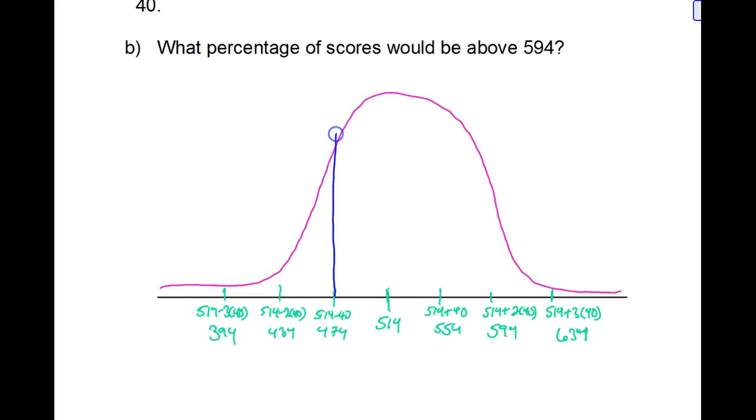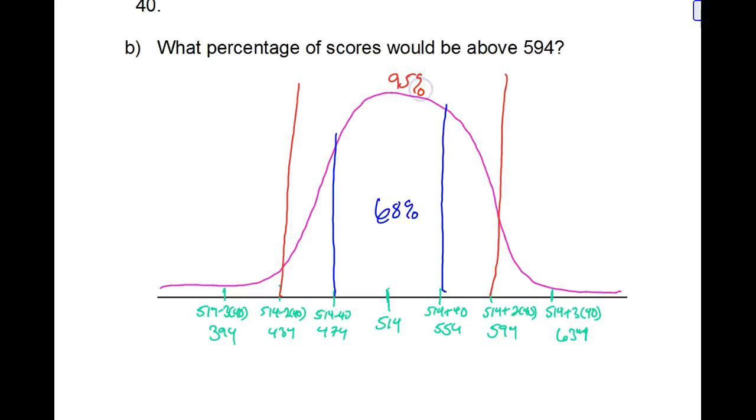Now, based on the empirical rule, I know that between 474 and 554 is 68%. I also know that between 434 and 594 is 95% of our data. So this is talking about the middle 95%. But we want to know this above 594. So we want to know this portion here.